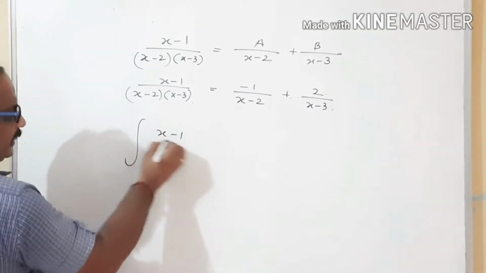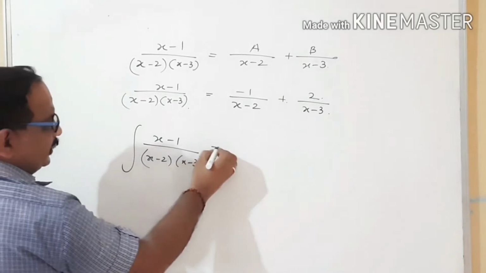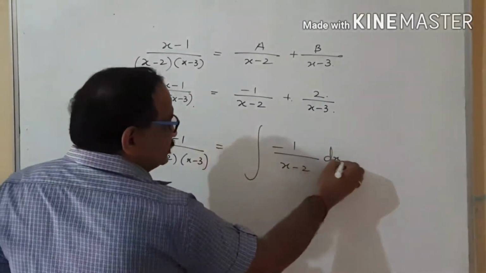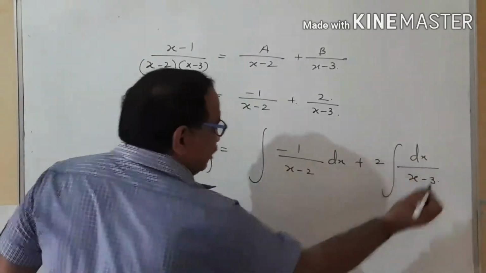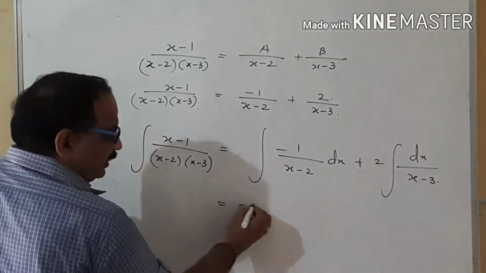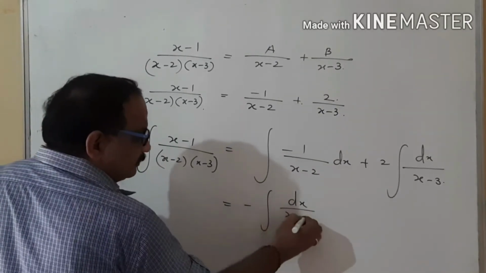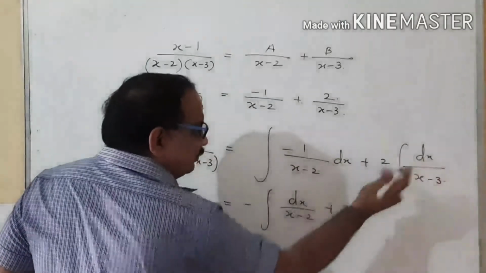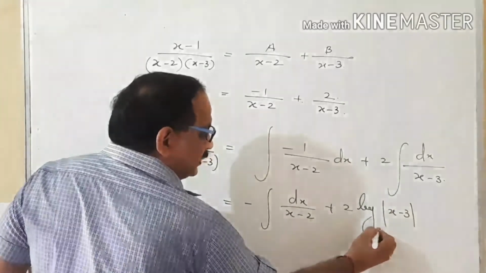If I wish to integrate that, (x minus 1) upon (x minus 2)(x minus 3), in the right hand portion there is minus 1 upon x minus 2 dx, and 2 will be out, and again dx upon x minus 3. And here minus 1 is still out, and integration is dx upon x minus 2, and here the differentiation of the denominator comes in the numerator. So I am able to write that directly. Integration is log of x minus 3.